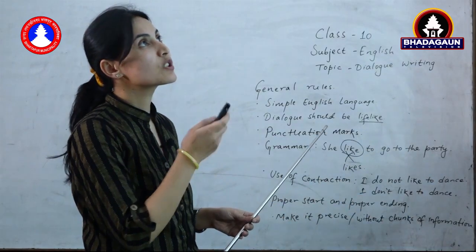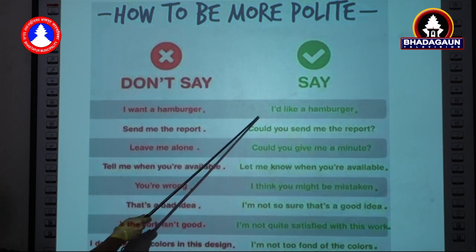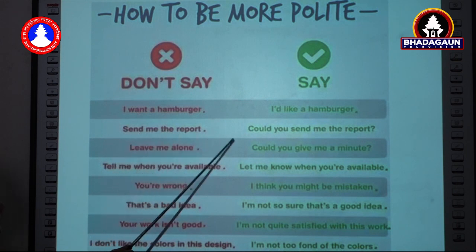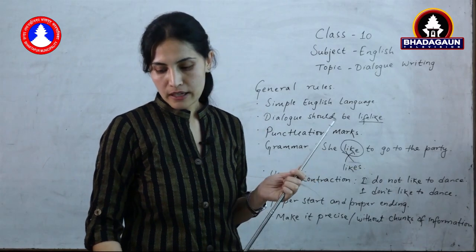Likewise, I have one more slide, again on how to be more polite. It's all the same as what I discussed earlier. "I want a hamburger" becomes "I would like a hamburger." Instead of the imperative "Send me the report", we can write "Could you send me the report?" Instead of "Leave me alone", say "Could you give me a minute?" These are the things I talked about earlier too. The main thing in dialogue writing is to focus on polite, formal, and diplomatic words.